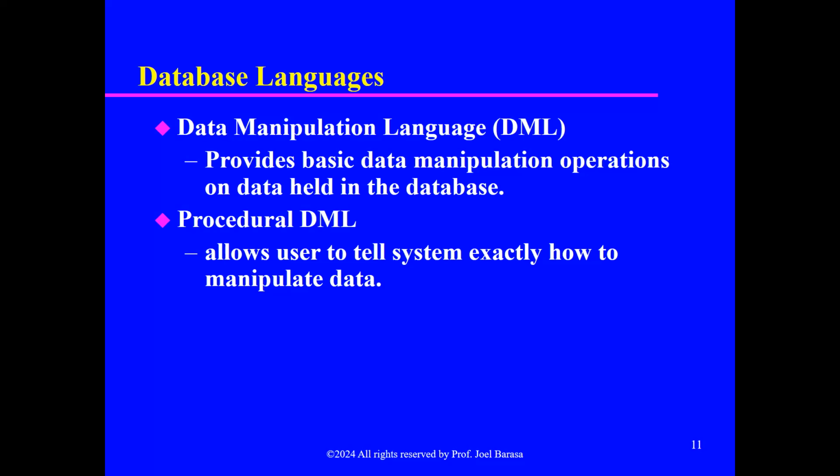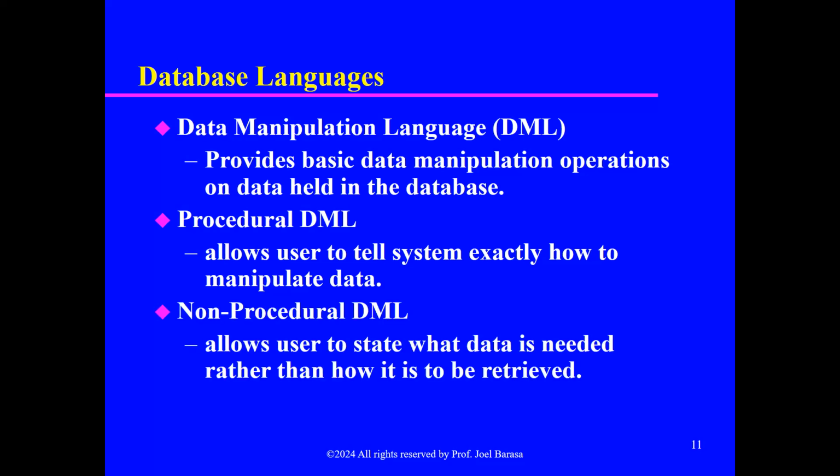Whether you are updating, modifying, dropping, or altering the table, you need to be able to be notified on that. Then we have non-procedural. So we have two types here, procedural and non-procedural. In non-procedural data manipulation language, users are allowed to state what data is needed rather than how it is to be retrieved. So that is what is very key.